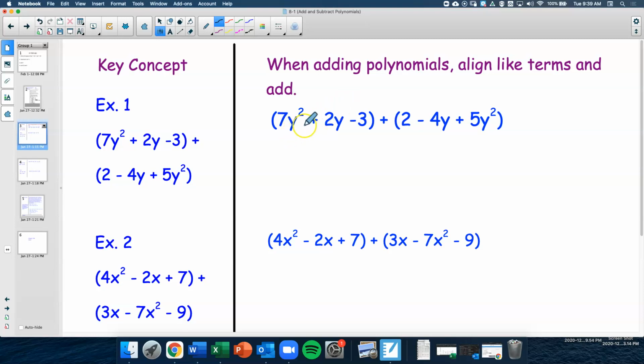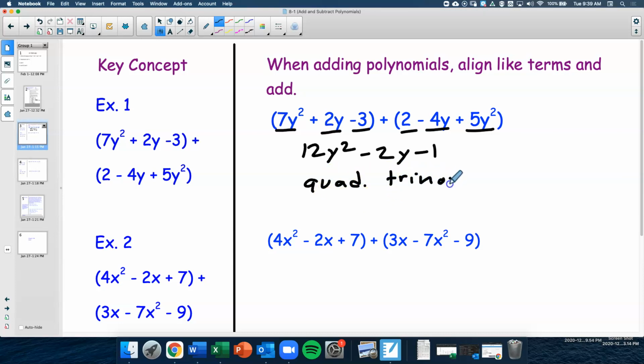So adding them, you're going to add the ones that have the same degree. So for instance, I have 7y squared plus 5y squared. So that ends up being 12y squared. 2y minus 4y, so that's minus 2y. Negative 3 plus 2 is going to be minus 1. So on this one, the highest degree is 2, and then you go to 1, and then 0. So the highest degree is 2, so that means this is quadratic. And there's 3 terms, so we're going to say a quadratic trinomial.